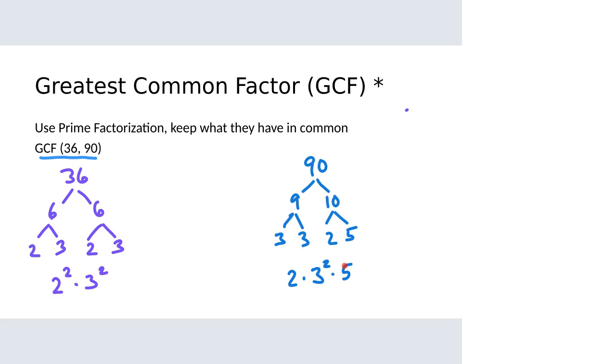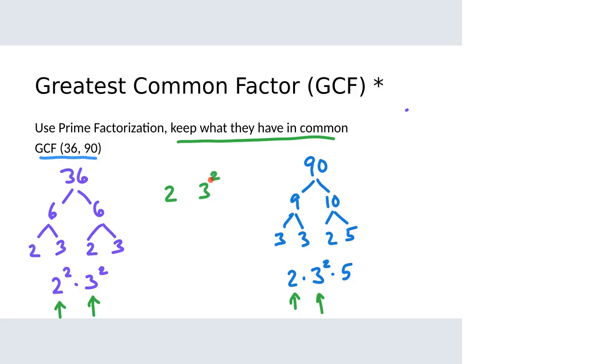Now we have to figure out what to use to find our greatest common factor. And what we're going to do is keep what they have in common. We're looking for the overlap, whatever they have in common. Over here I have 2 squared. Over here I have 2 to the first. So what they both have is just a 2 to the first. Over here I have 3 squared. Over here I have 3 squared. So they both have 3 squared.